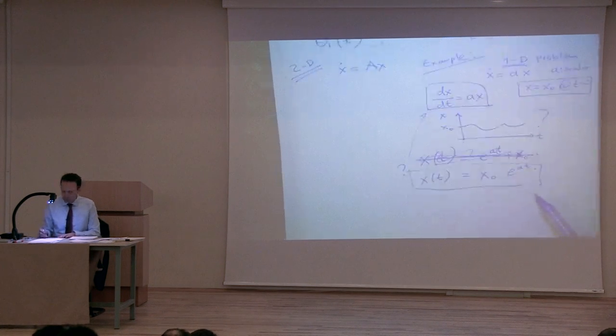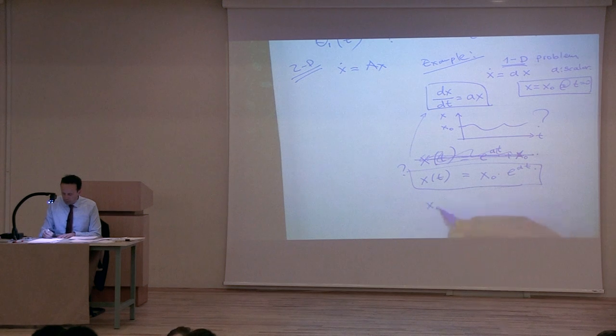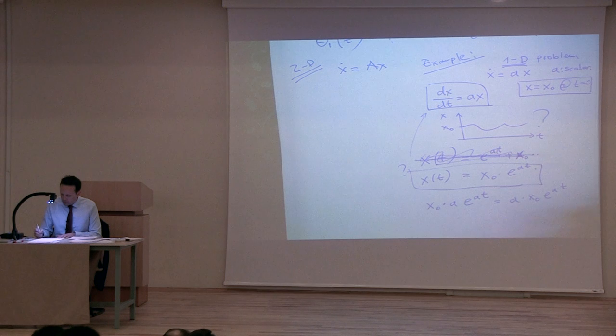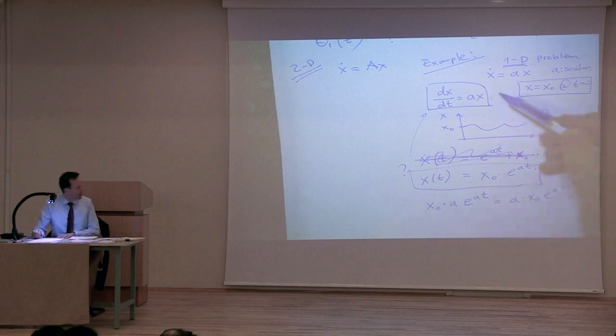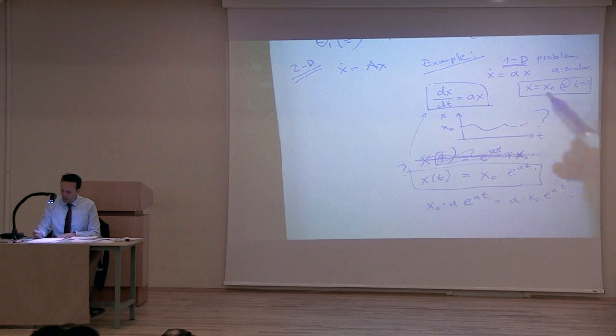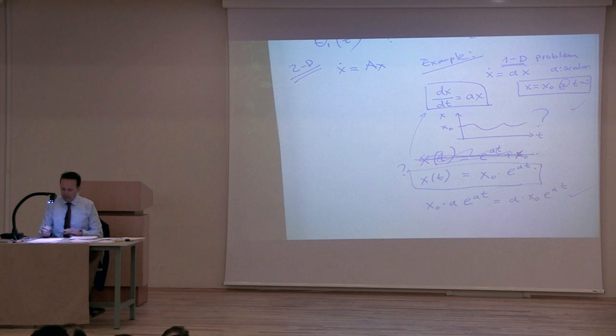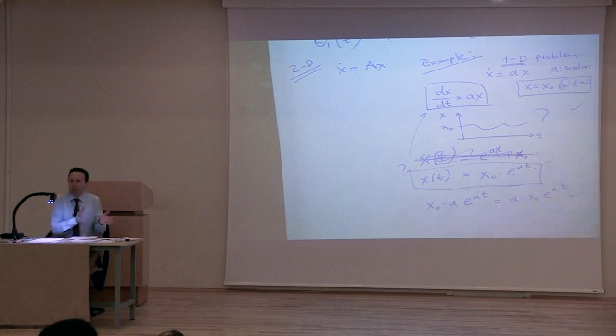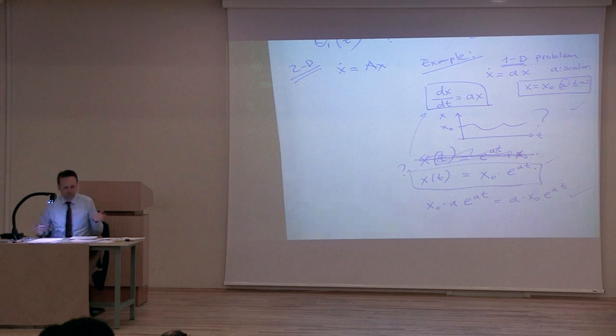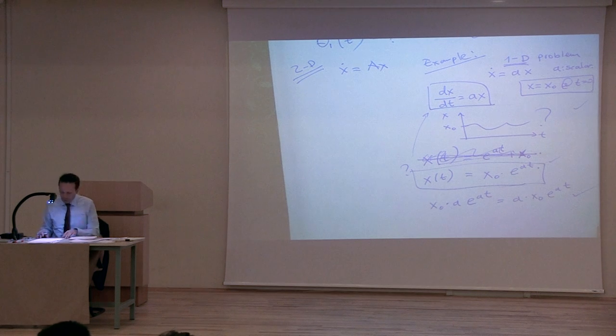Take the derivative of this with respect to time, what do you get? X0 times a e to the power at is equal to a times x, and x is this one, x0 times e to the power at. Is it the same? Yes. So it satisfies this equation. Does it satisfy the initial condition? If t is equal to 0, this one will go to 1, so x is equal to x0 when t is equal to 0. So this is also satisfied. So this is a solution. You can assume a solution and see if it works. This is very typical in differential equations.